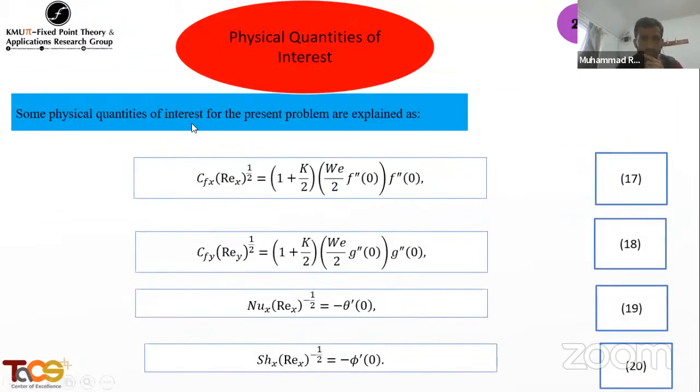Now, some physical quantities of interest for the present problem are explained in equations number 17 and 18. In equations 17 and 18, the skin friction coefficients in the X and Y directions are defined. In equation 19, the Nusselt number, which is used for computation of heat transfer, is defined. The Sherwood number is defined in equation number 20.